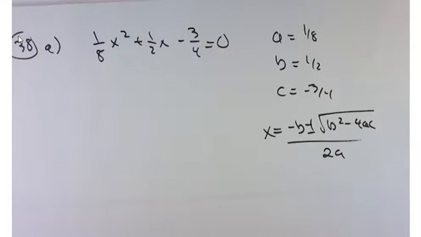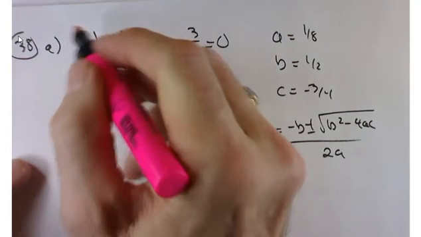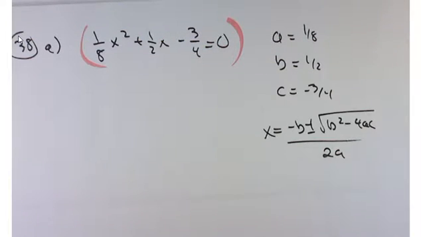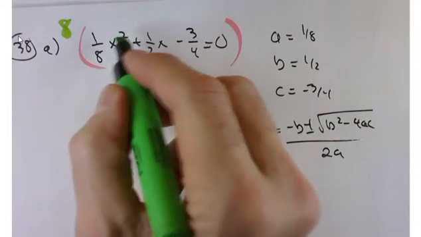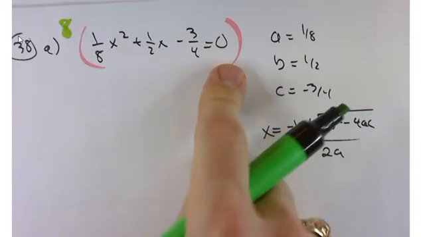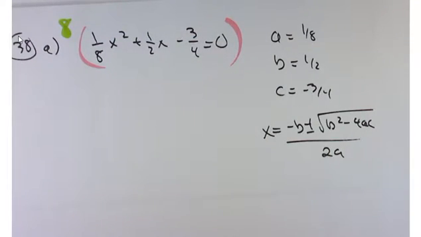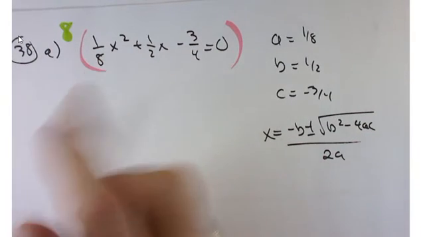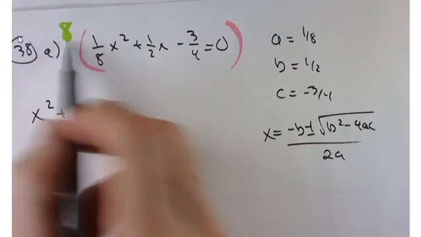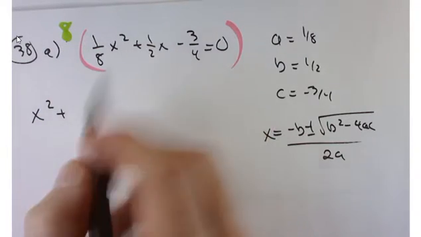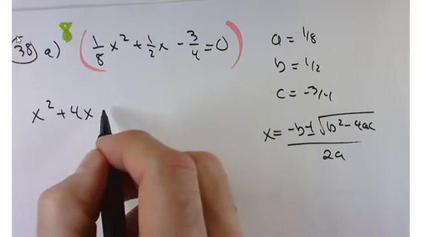Well, what we can do is multiply the whole equation by the lowest common denominator. What's the lowest common denominator for all these fractions? 8. So all these expressions get multiplied by 8. 8 times 1/8 is just 1. So x squared. What's 8 times 1/2? 4. So I get 4x.